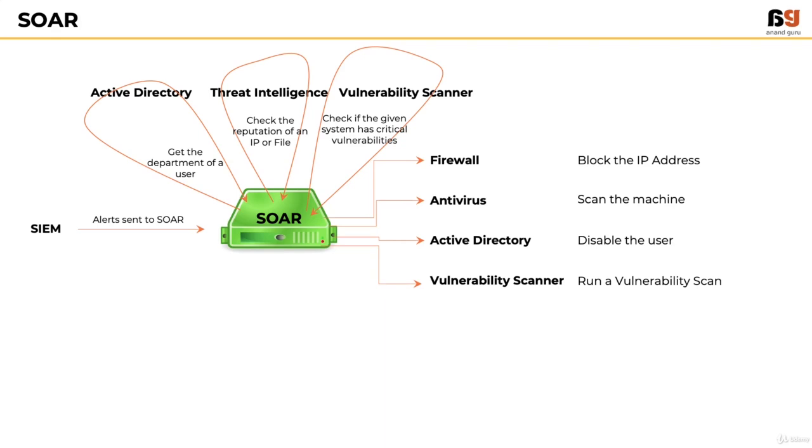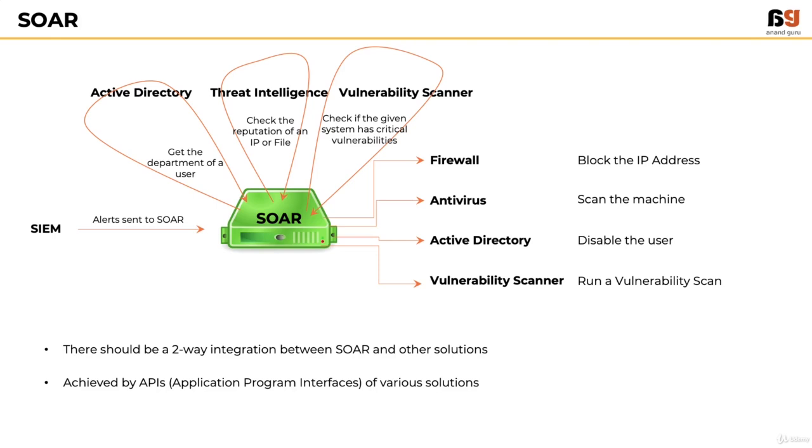In order to achieve this level of automation, there should be two-way communication between the SOAR and other security solutions, which is achieved by using the APIs of various solutions. I have promised to keep this course less technical. So let's wind up our learning about SOC technologies and focus on understanding various processes involved in SOC in the next lesson.